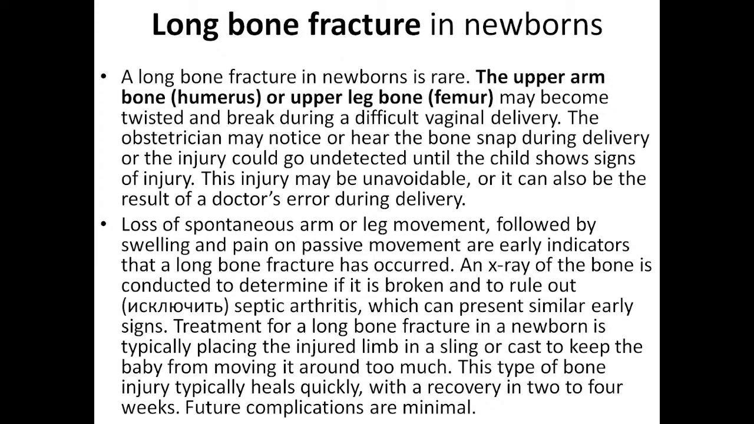Next trauma, next fracture, is long bone fracture in newborns. A long bone fracture in newborns is rare. The upper arm bone, humerus, or upper leg bone, femur, may become twisted and break during a difficult vaginal delivery. The obstetrician may notice the bone snap during delivery. These injuries could go undetected until the child shows signs of injury. They may be unavoidable, or can also be the result of a doctor's error during delivery.